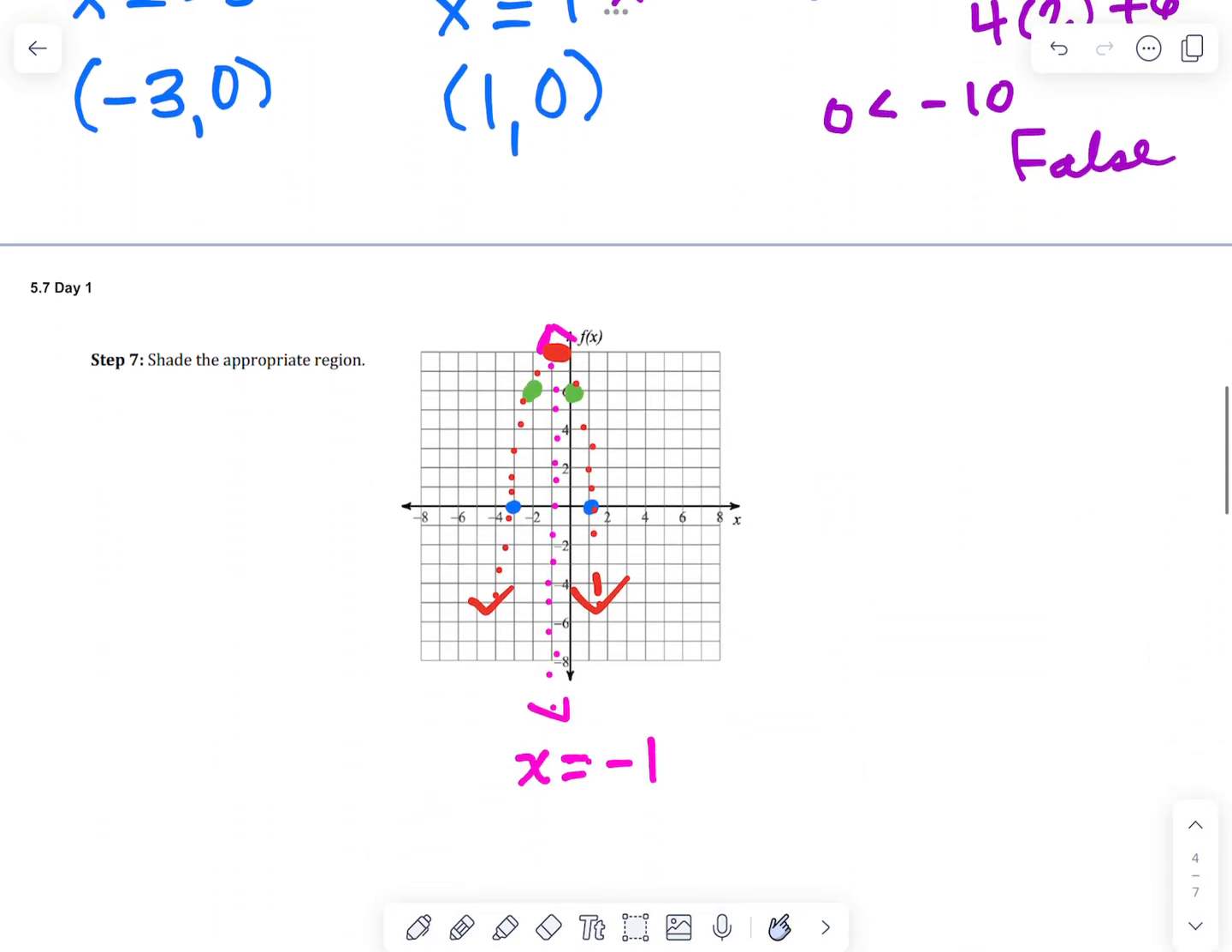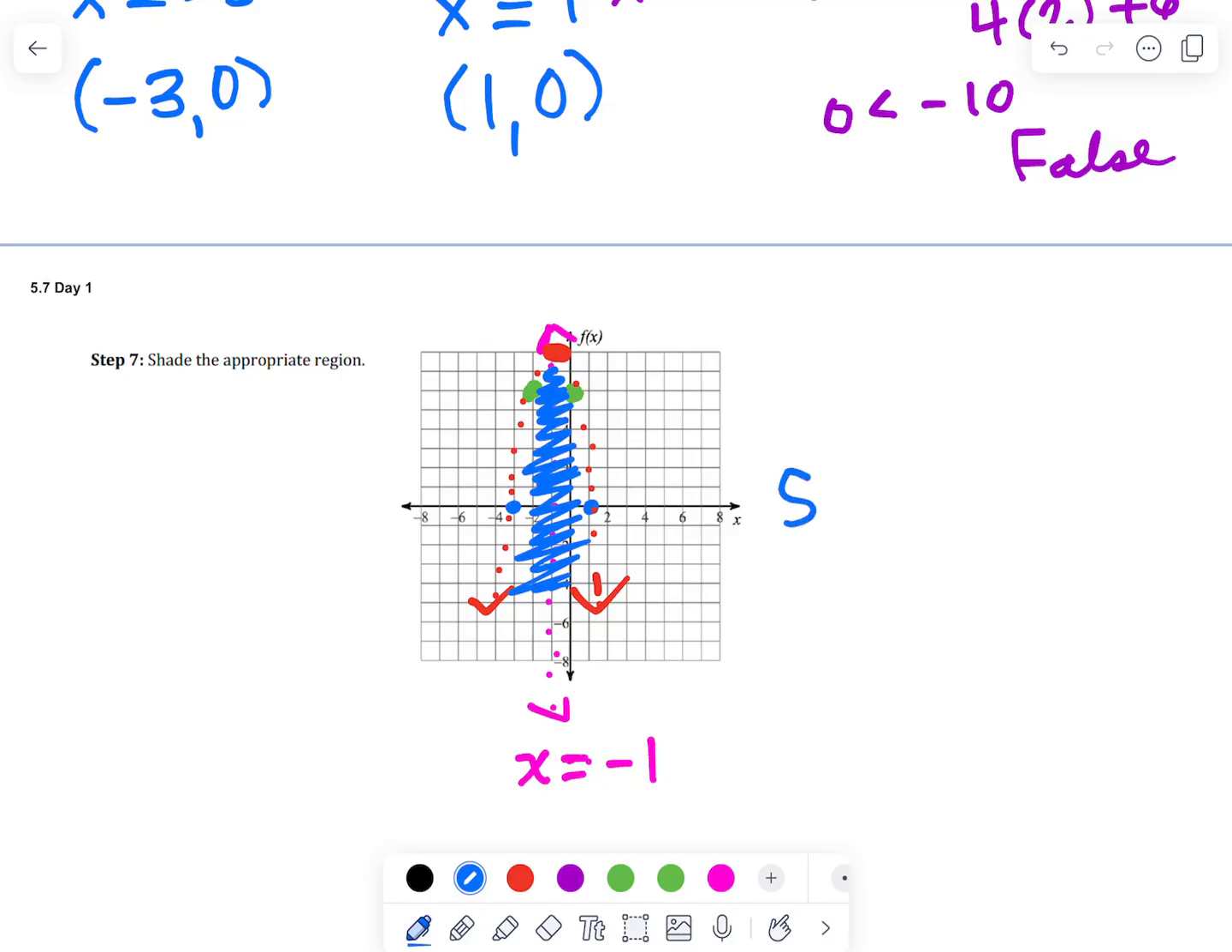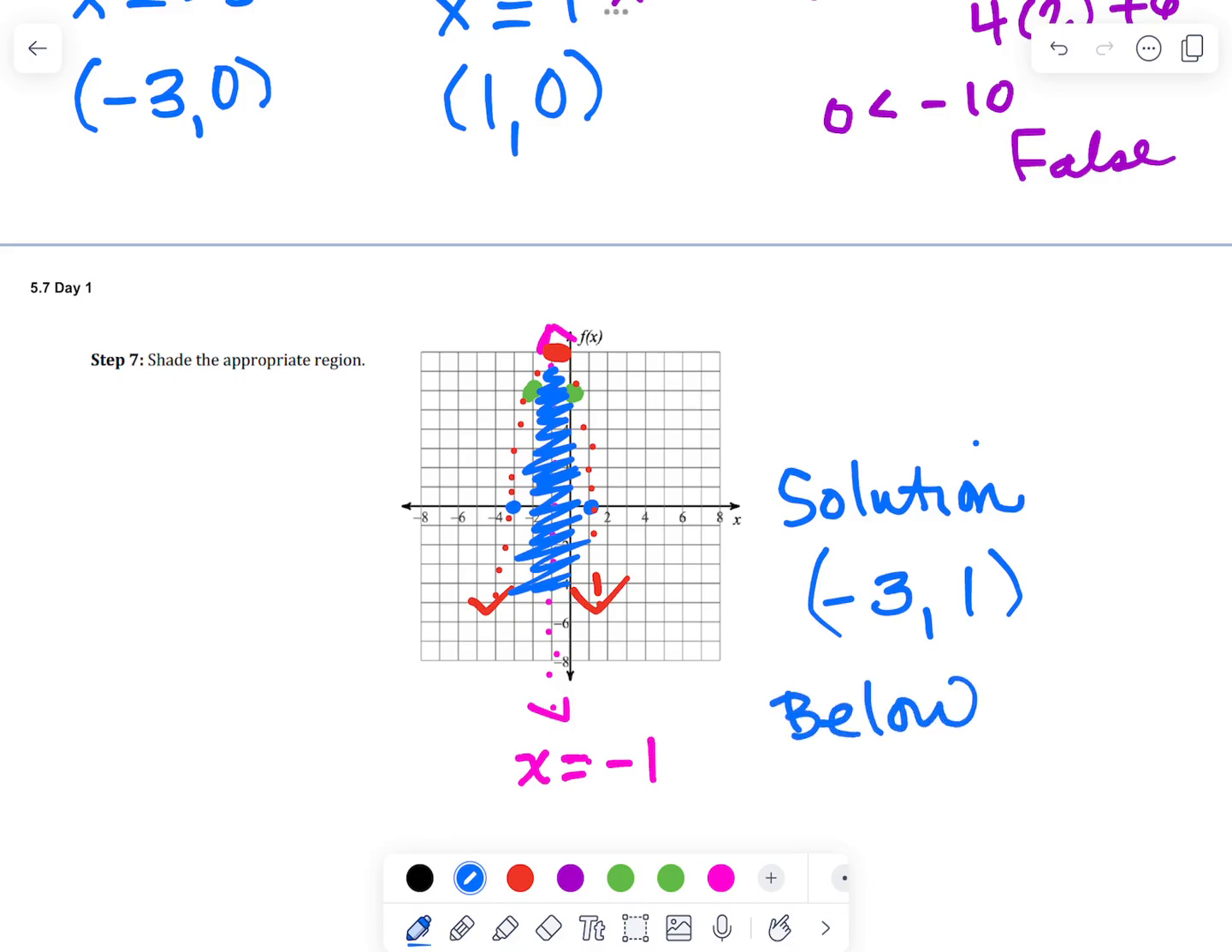So now let's go down. And where I'm going to shade is between -3 and 1. So I'm shading between those x-intercepts. And that region is my solution. And I want to write my answer as my interval from -3 to 1. Where did I shade? I shaded below my parabola's vertex, and it's going to be a dashed line because it doesn't equal.